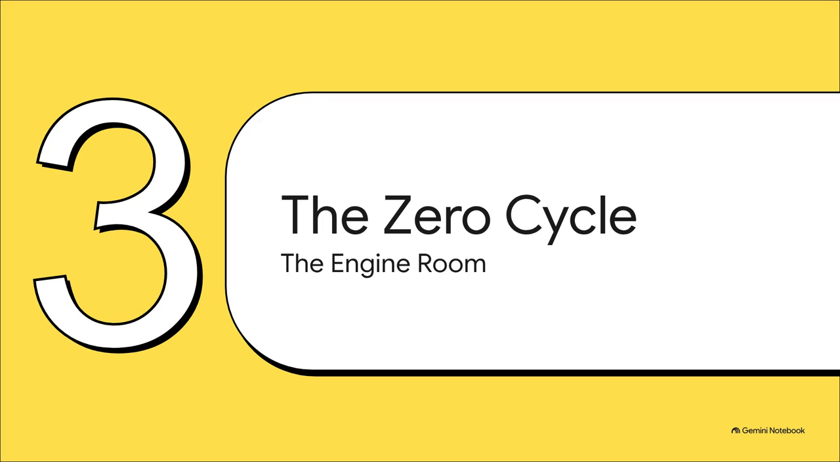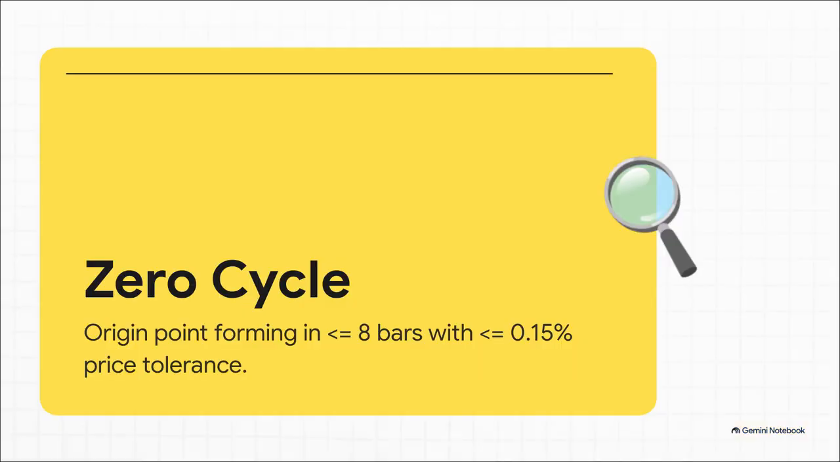Part 3, decoding the zero cycle, the engine room. To understand how that 1.0 anchor is born, we have to look into the scientific construct of the framework. The zero cycle is the foundational research unit. Think of it as the invisible seed of a behavioral sequence. It's detected using strict quantitative merge point logic, a fractal swing high and low that forms within 8 bars or less, featuring a price tolerance of 0.15% or less. This is the structural engine room that carries the genetic code for the entire sequence's future expansion.